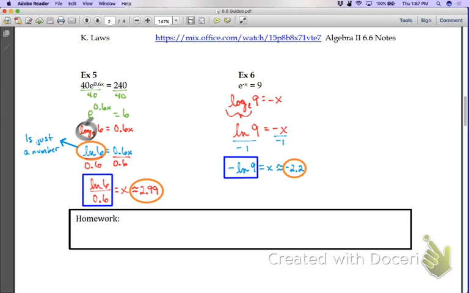Now, these types of problems, as far as your 6.6 assignment, or solving exponentials and logs, are going to be your first 7 questions. Your first 7 are going to deal all with exponentials.